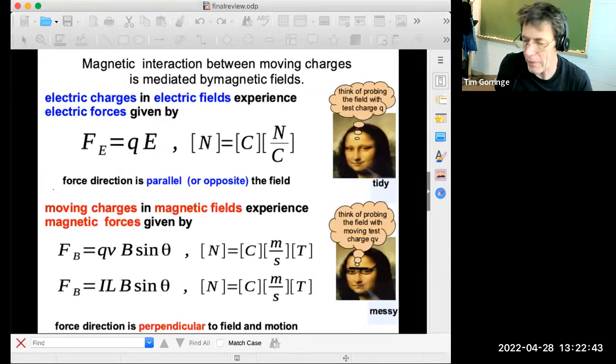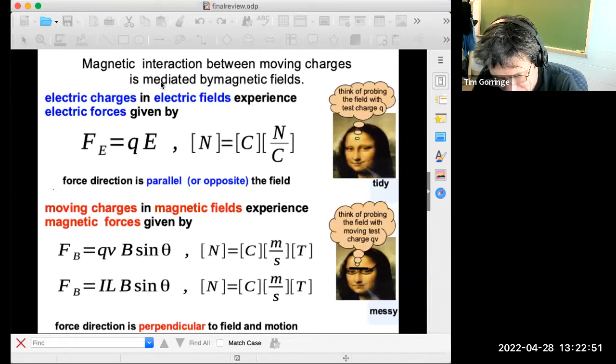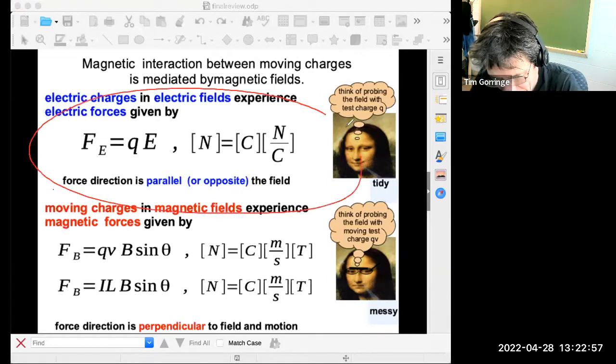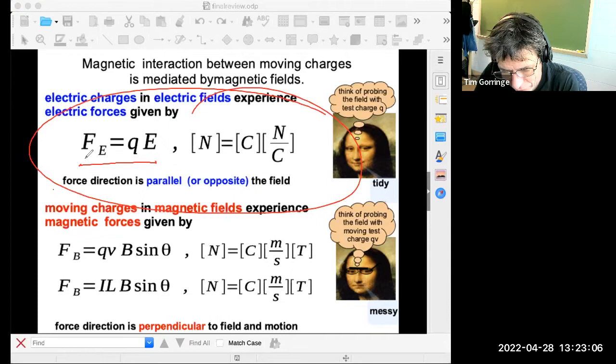Okay, then we moved on to magnetism. And for magnetism, like in electricity, we introduced what I call the field equation for how electrical forces work. Here was the field equation. It related the electrical force to the field that conveyed the force, and this was the field equation.